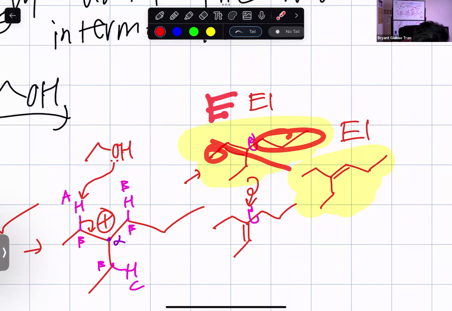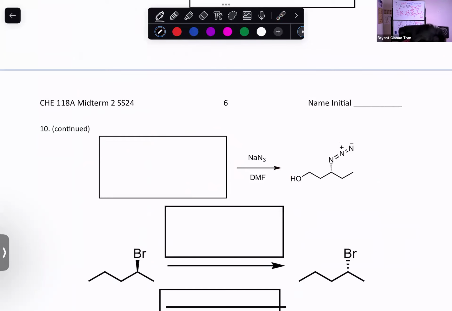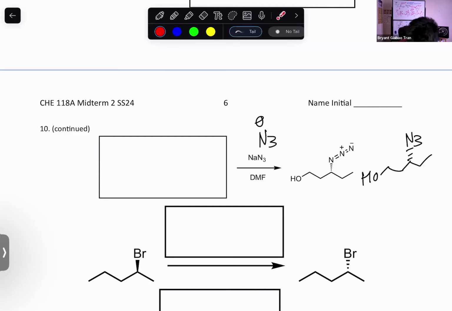Right. So number 10, this is a predict-the-reactant problem here. He already gave you the reagent and the product here. Right. I'm going to redraw this as this right here to show that this is the N3 of this N3 minus right here, right? So what reaction do you guys think is going to be happening here? Just looking at the type of base and nucleophile here, the N3 minus.